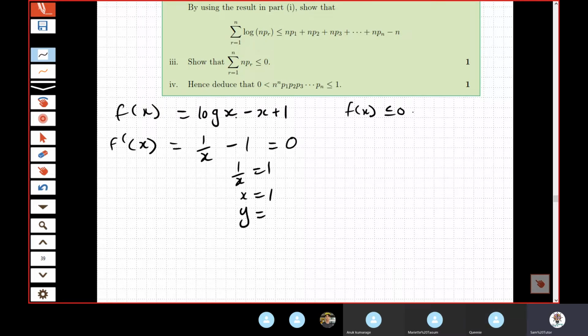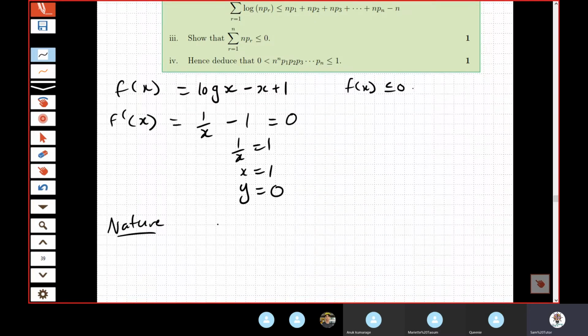Yep. So log 1 is 0, minus 1 is minus 1, plus 1 is 0. So the lowest, or highest, point is (1, 0) at this stage. Do we agree with that? Then we've got our nature. We need to prove, is this a maximum or minimum?